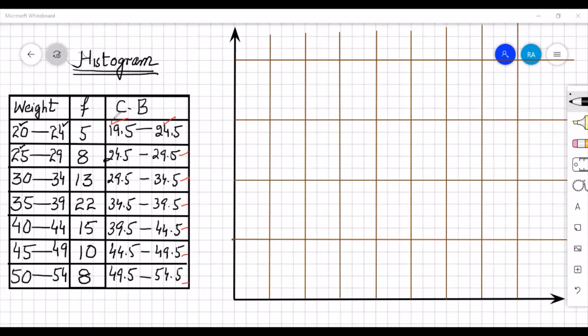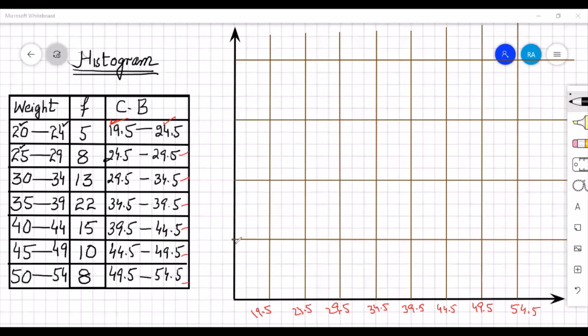First value which I tick marked is 19.5. Second one is 24.5, other one is 29.5, next one is 34.5, next 39.5, 44.5, 49.5, and the last one is 54.5. In this way we have completed our class boundaries on x-axis.